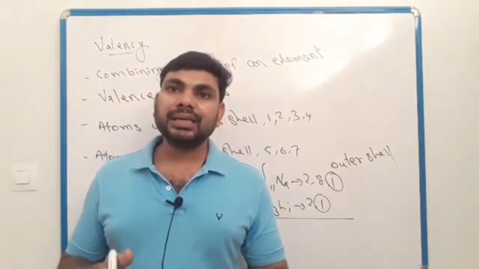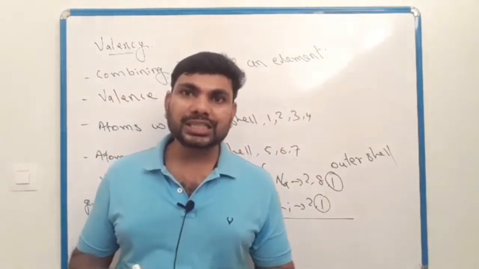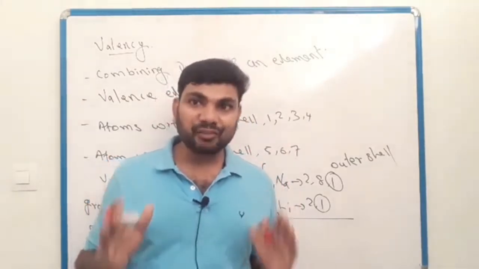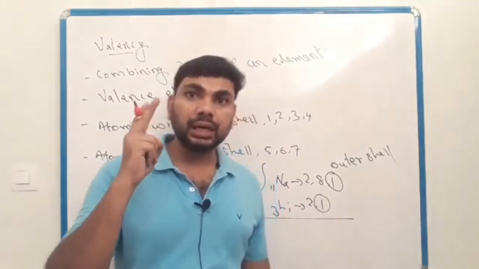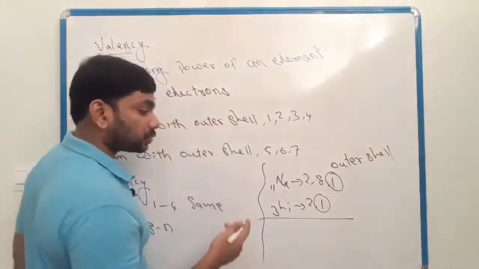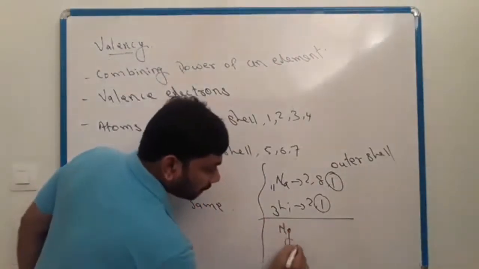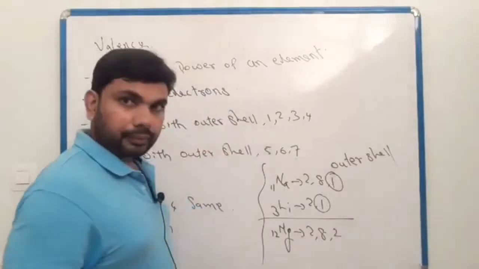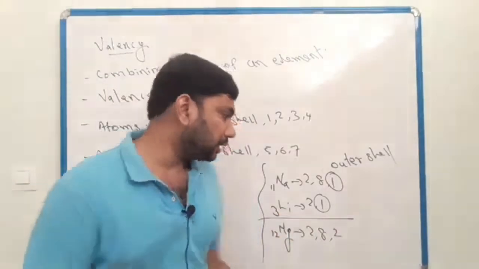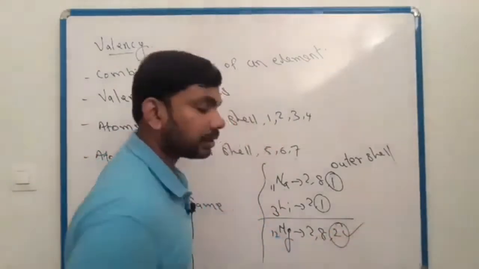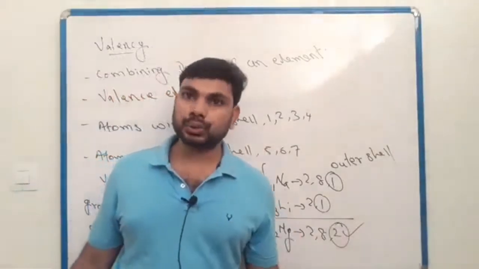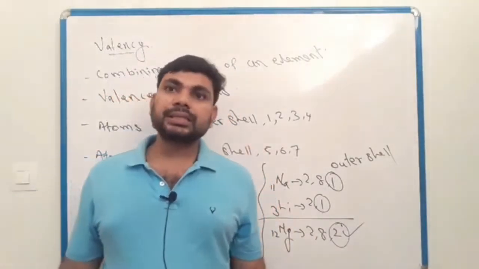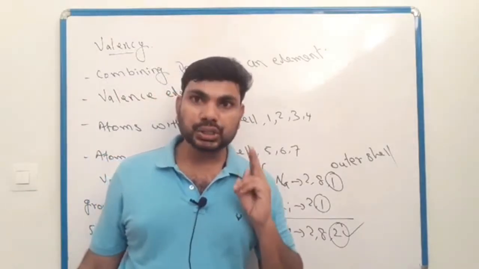When you take group 2, you can check the periodic table: beryllium, magnesium, calcium, strontium, barium. These are group 2. All group 2 elements have valence electrons 2. Look here, magnesium, atomic number 12, 2, 8, 2. In the outer shell there are 2 electrons. Clear? So all group 2 elements have valence electrons 2.